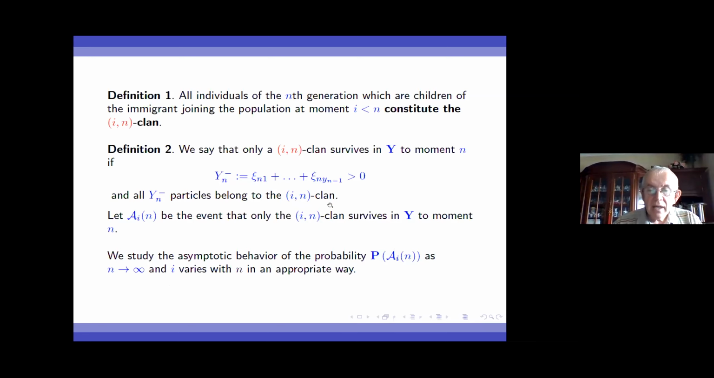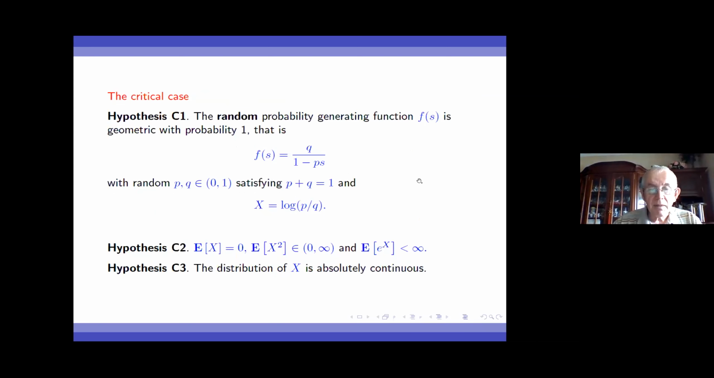This is why I split the process of immigration from the process of generating particles, because otherwise, if we allowed immigration at the same time as the reproduction of individuals, there would always be some other individuals in the population which do not belong to some particular clan.